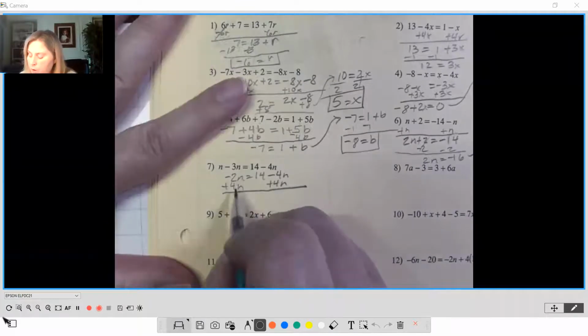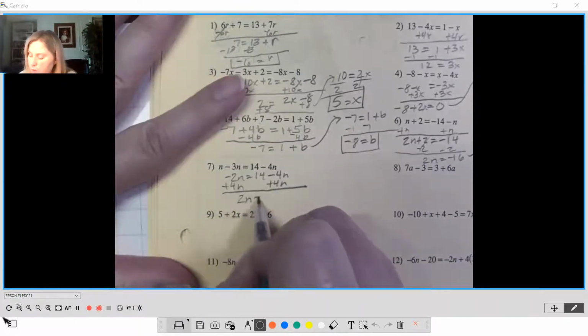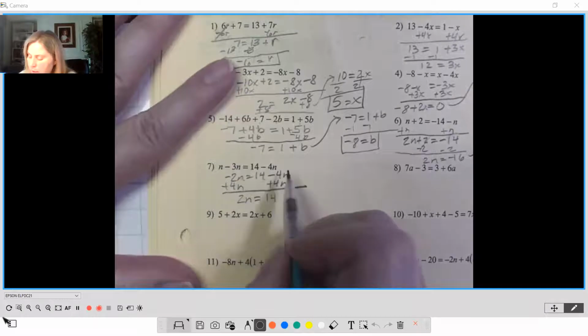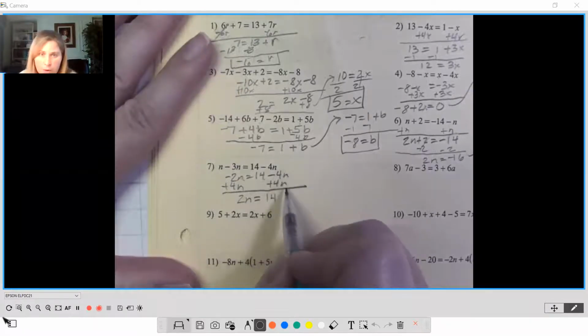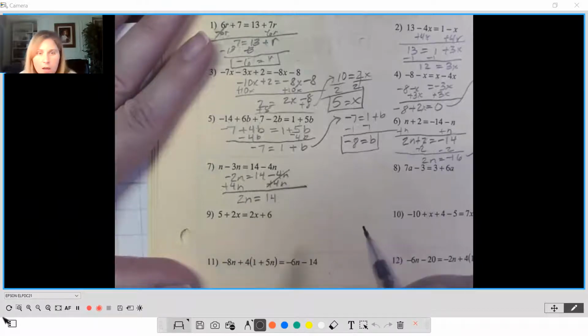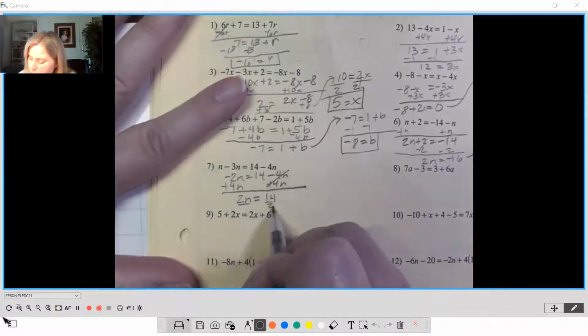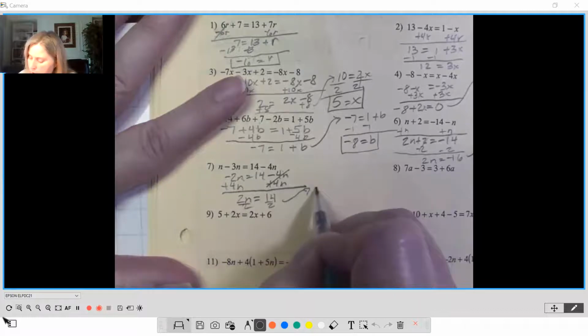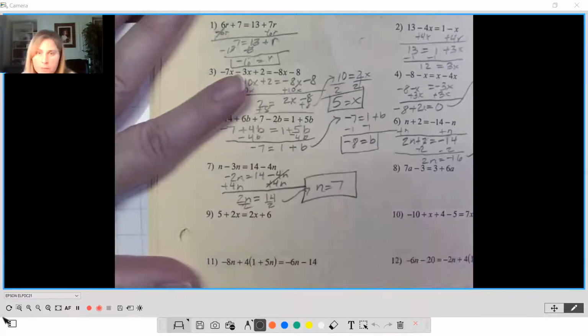So -2n plus 4n is 2n. Bring down the equals, bring down the 14. -4n plus 4n is 0. So those cancel. And then divide each side by 2. That gives you n equals 7.